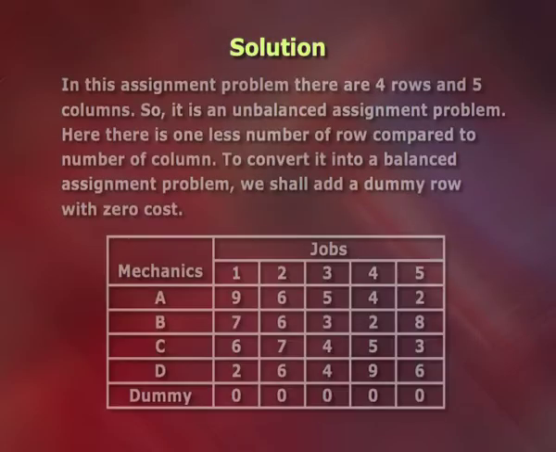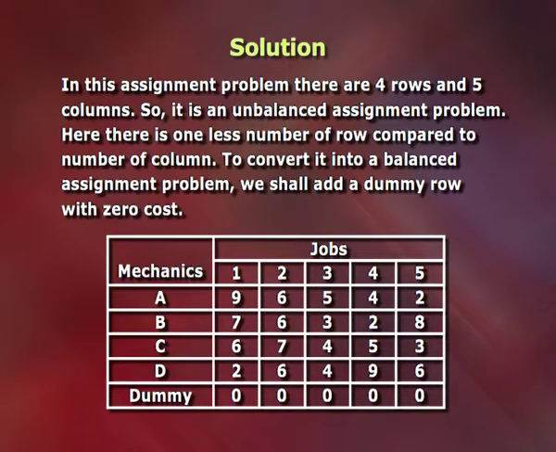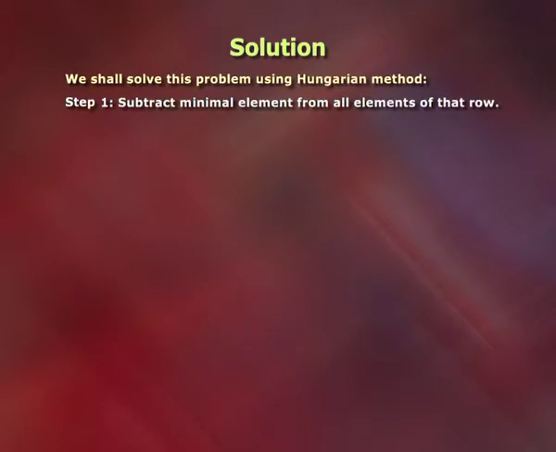Solution. In this assignment problem, there are 4 rows and 5 columns. So, the number of rows is not equal to the number of columns. So, it is an unbalanced assignment problem. Here, there is one less row compared to the number of columns. To convert it into a balanced assignment problem, we shall add a dummy row with 0 cost. So, we are adding a dummy row. This gives us a balanced assignment problem. We shall solve this problem using the Hungarian method.